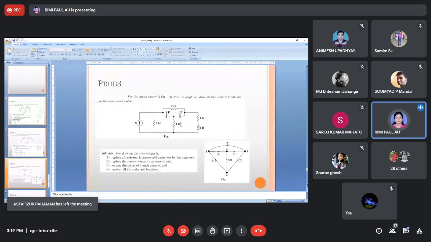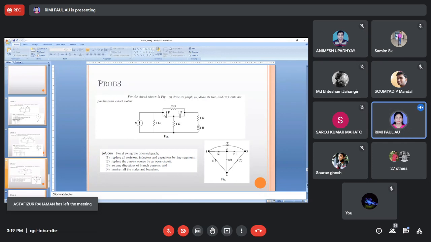So next problem is problem 3. Here you can see one current source is present, no voltage source is present, and only components are present. So this branch should be open circuited. Here you can see 1 node, 2 node, 3 node, and 4 nodes. Total number of nodes are 4. And from this we have to draw a graph.